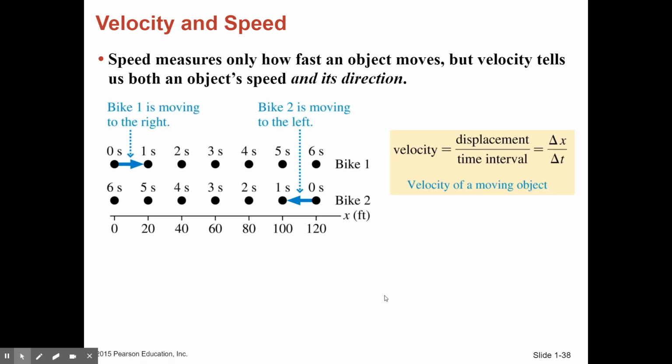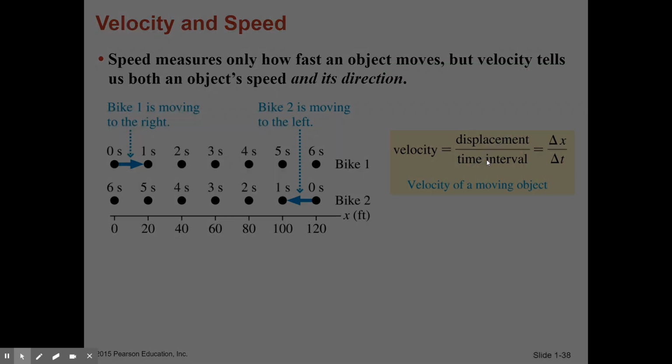Okay, so again, speed measures only how fast you're moving. Velocity tells you the direction. So for velocity, it's displacement over time. You can see the bike is moving to the right. Here, the bike is moving to the left. So they could have the same velocity, just one might be negative and one might be positive, because one's moving to the right and one's moving to the left. So velocity is displacement over time.